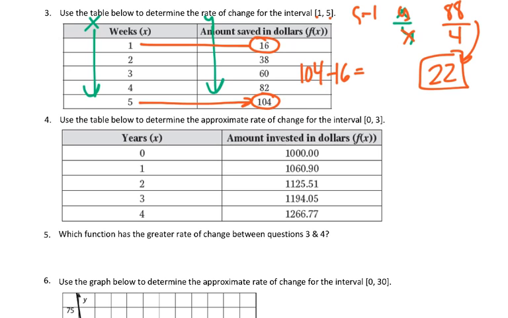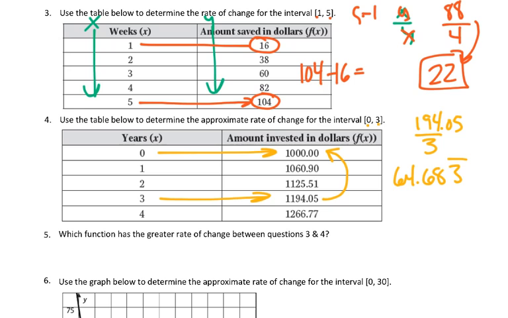So 4, same idea. 0 to 3, 3 minus 0 is 3, so we'd have 3 on the bottom. Then at 0, we're at 1,000. At 3, we're at 1194.05. So this minus this would give us 194.05, which I can just leave like that, or if I really wanted to, I could find its decimal, which would be about 64.683 repeated. Okay. So looking at these, which has a greater rate of change between questions 3 and 4? Well, this has a bigger number than that one, so it's definitely going to be question number 4.